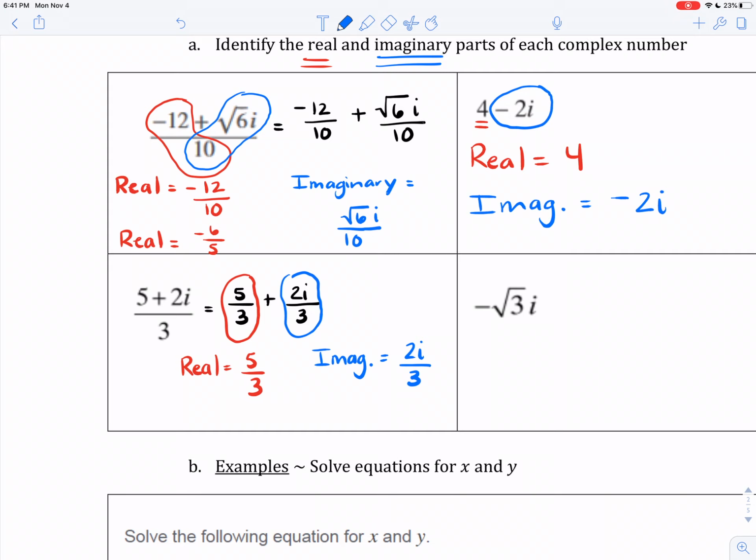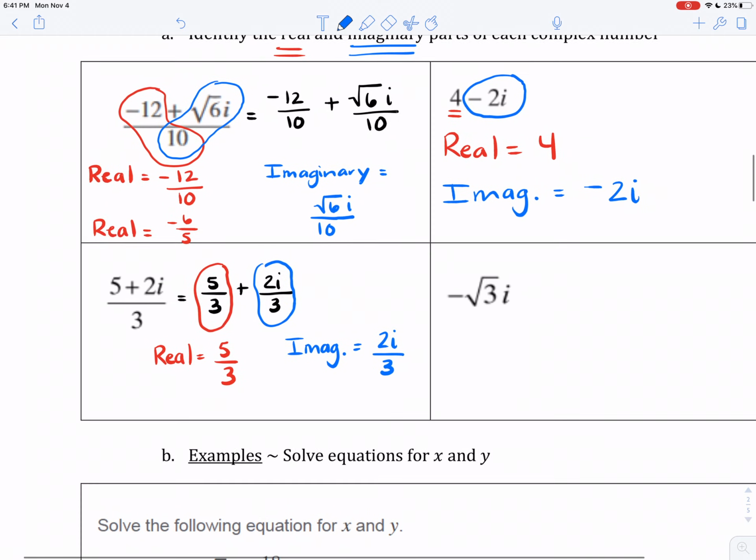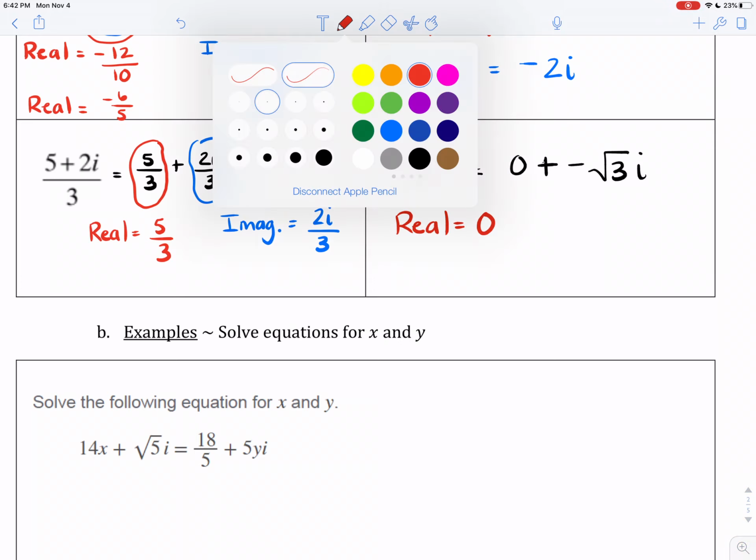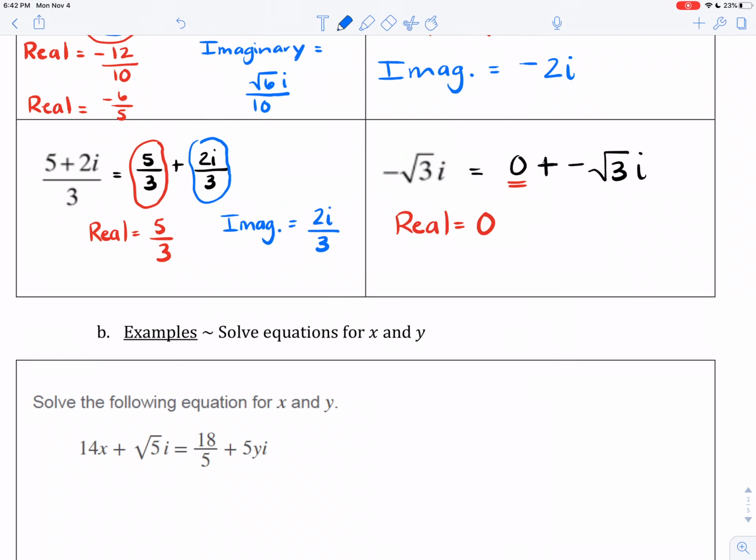And then don't forget, some numbers may only have one of these. For example, our last one here, there is no real part to that. Now, when I say there's no real part to that, it really just means the real part is equal to 0. So notice I could write this as 0 plus negative square root of 3 times i. And so when I'm just looking at an imaginary number, what that means is that the real part is equal to 0. And then, of course, the imaginary part would be the entire term with the imaginary unit, which is negative square root of 3 times i.